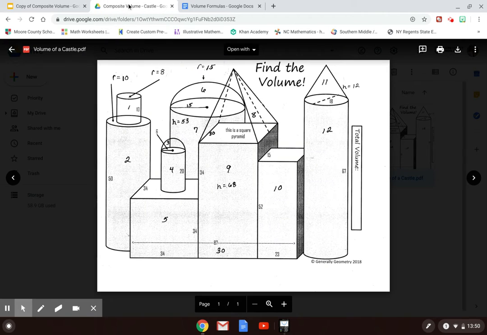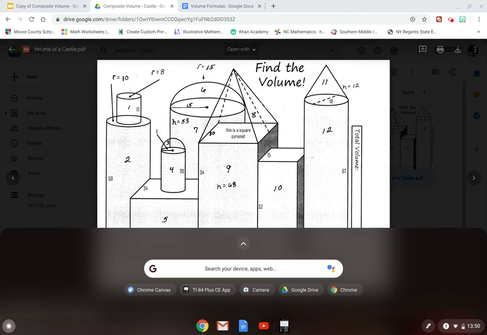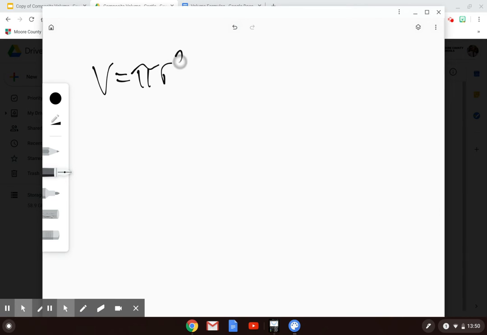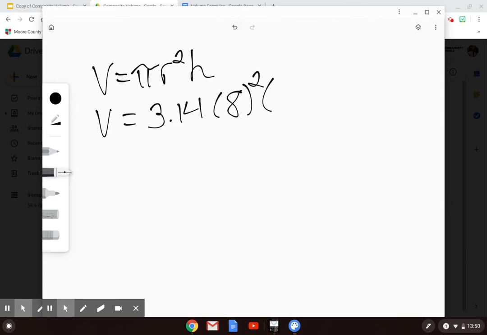Okay, so shape number 1 we see here has a radius of 8 and a height of 10. So what we're going to do then is say, once my Canvas board comes up, volume equals pi r squared times the height, because we're a cylinder. So the volume is going to equal 3.14. Now I had a radius of 8, so it's going to be 8 squared. And then my height was 10.